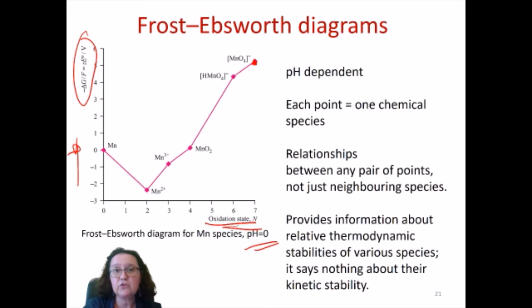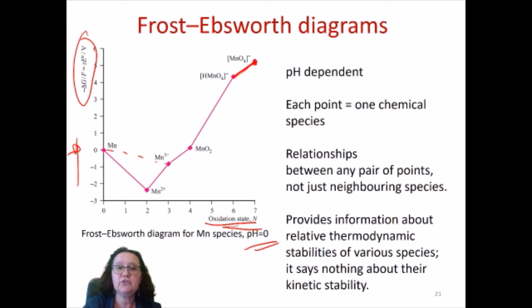Frost-Ebsworth diagrams do not cover that. It's only specific thermodynamic stability: how susceptible or not a particular element in a particular oxidation state is to transform to another oxidation state. And you can establish a relationship between points that are adjacent, comparing two species that are near each other. But you can also establish relationships between two species that are further apart in the diagram.